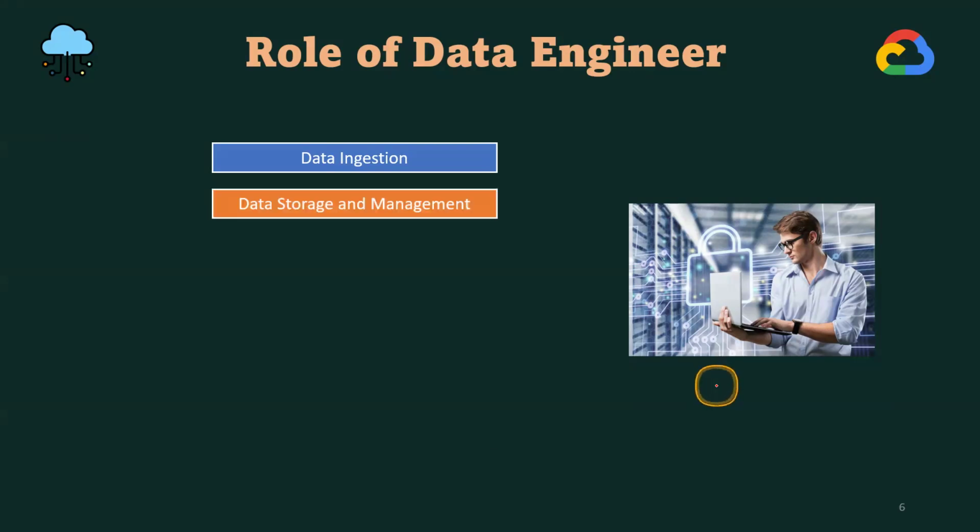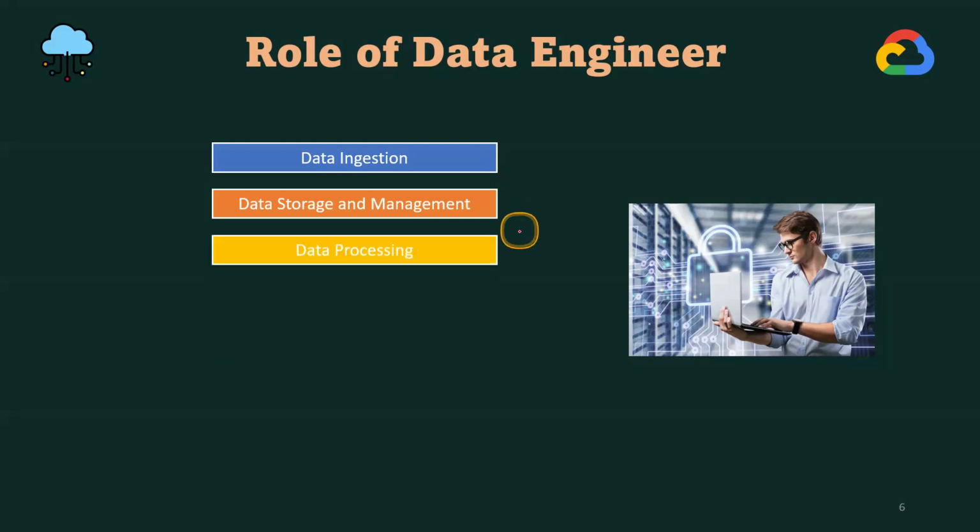Next, he is going to work on data storage and management. He needs to find a solution to store the data, and that solution has to be scalable, and it should come with an access control policy, and it should also come with data security and protection. According to the requirement, we need to find a solution for data storage, and we need to do the management, nothing but access control. We need to provide access to the necessary people. So data storage and management is also one of the important activities for data engineers to do every day.